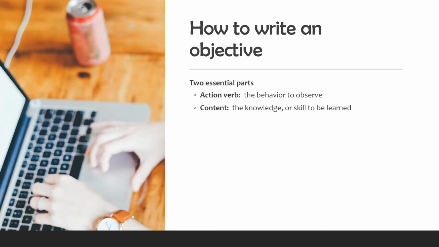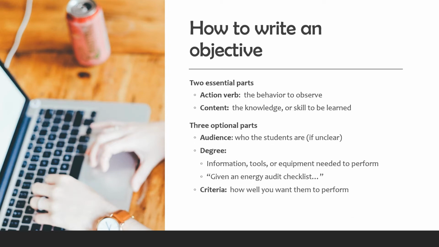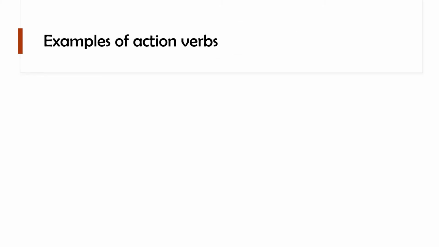Objectives always have 2 parts, an action verb and the content, which is the knowledge or the skill that they are learning. Objectives may also have the audience, who the students are if it's unclear, the conditions under which the task is performed, and how well it needs to be done.